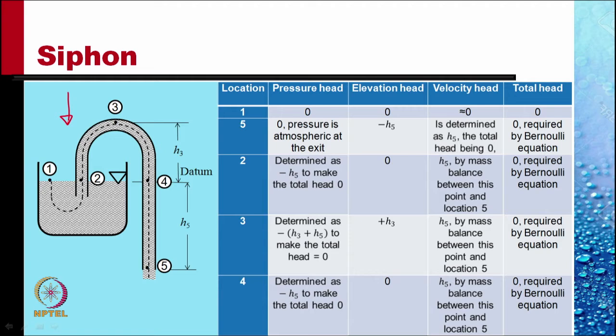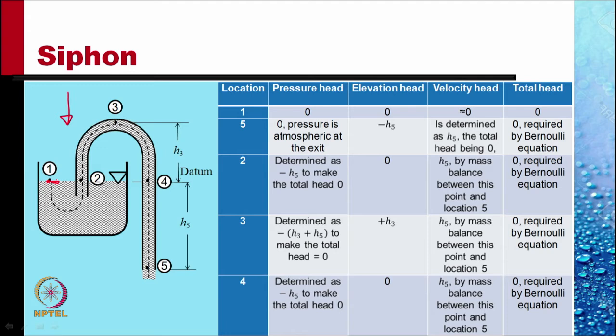Let us apply Bernoulli equation between the various points on these streamlines. This table organizes this determination. At point 1, on the free surface of the liquid in the tank, pressure head is clearly 0, the pressure being above the atmosphere, that is the gauge pressure, since the pressure at 1 is atmospheric. Clearly P1 gauge is 0, so pressure head is 0.